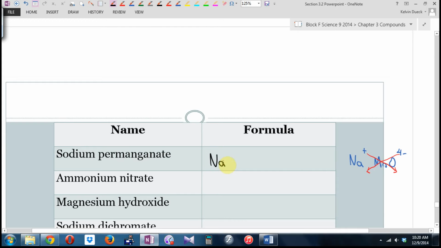So, if I'm trying to get the formula, how many sodiums? 1. How many permanganate ions? 1. Am I going to put a 1? Nope. And if you want to, you can put it in brackets, but technically that's bad chemistry manners, so you don't need to.